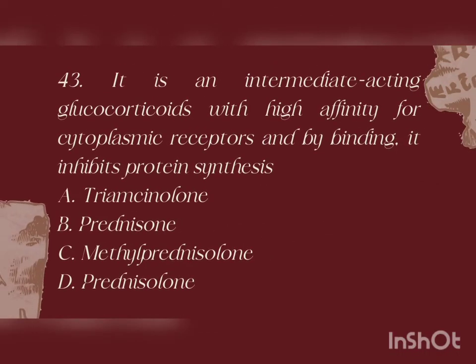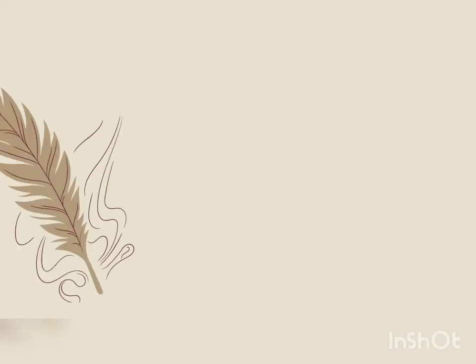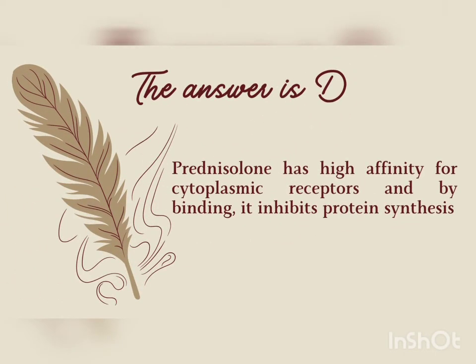Number 43. It is an intermediate acting glucocorticoid with high affinity for cytoplasmic receptors, and by binding, it inhibits protein synthesis. A. Triamcinolone, B. Prednisone, C. Methylprednisolone, D. Prednisolone. The answer is letter D. Prednisolone has high affinity for cytoplasmic receptors, and by binding, it inhibits protein synthesis.